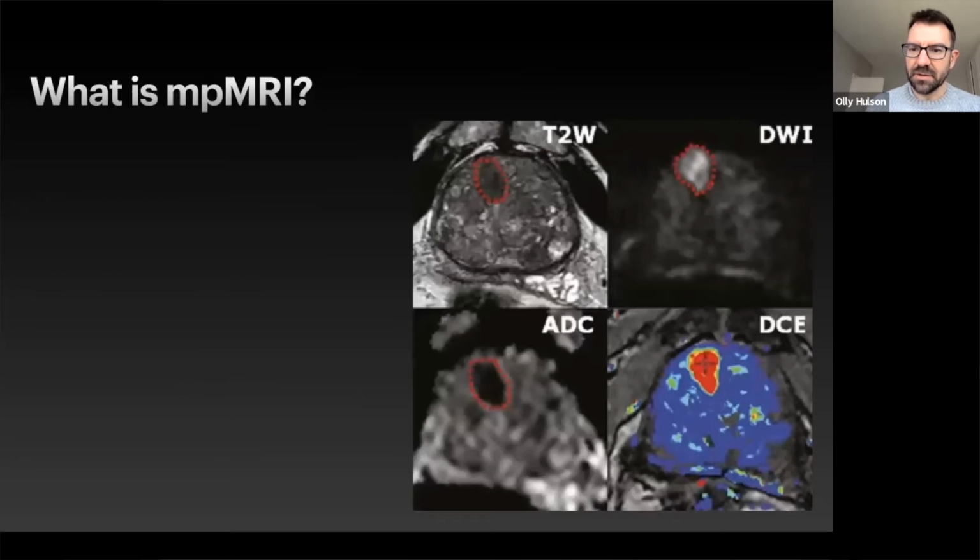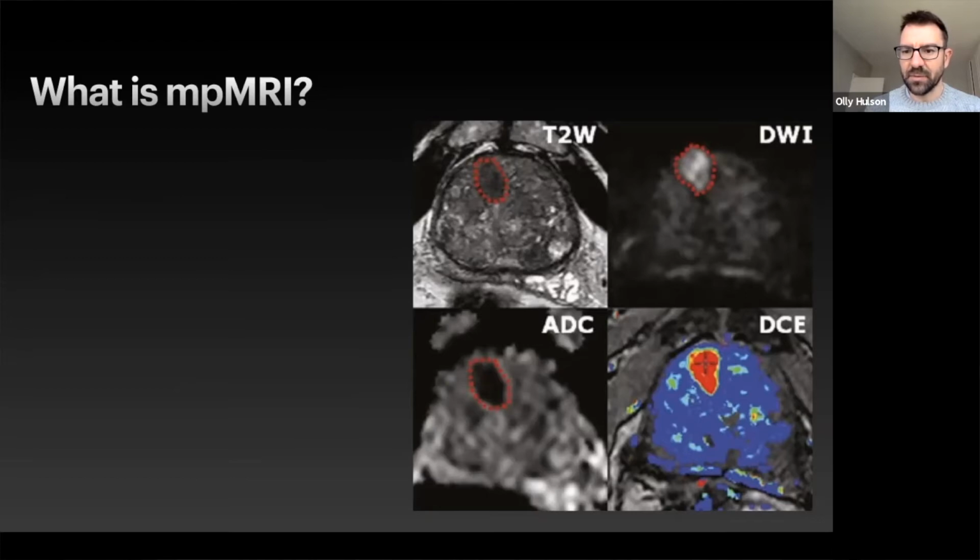So I wanted to talk to you a bit about multi-parametric prostate MRI, particularly what it is and why it's of benefit to patients. So as the name suggests, it's an MRI study consisting of multiple parameters. That's where the multi-parametric comes in. And the parameters can be divided into anatomical and functional sequences.